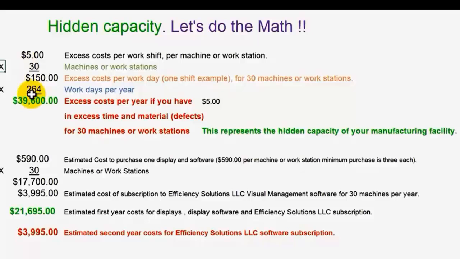Even when you get down to this low level, you're still at 39 and the cost for the first year is 21, so you're going to pay for it in less than a year. And in the second year, if you can sustain your gains, then the second year you're really going to do very, very well using the system.